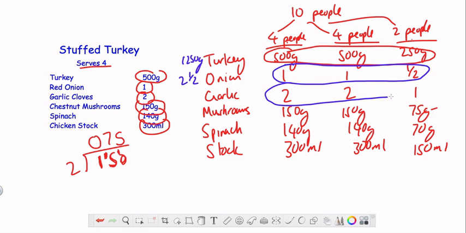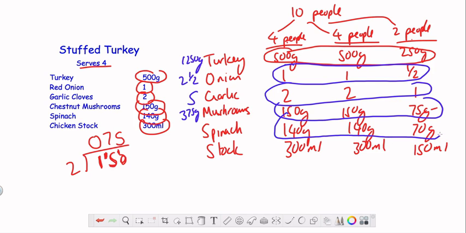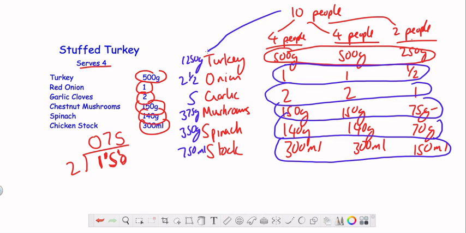Garlic, that's 5 garlics there. Right, mushroom, 375 grams. Just adding these up. Spinach, that's 140 plus 140 makes 280, plus 70, 350 grams of spinach. And this one here, that adds up to 750 ml. Right. This is what we need for 10 people.